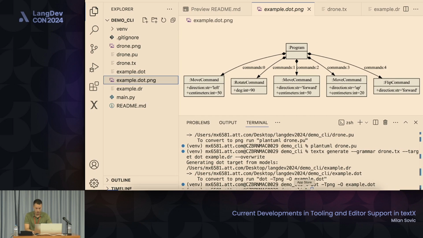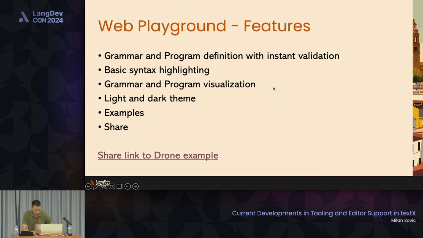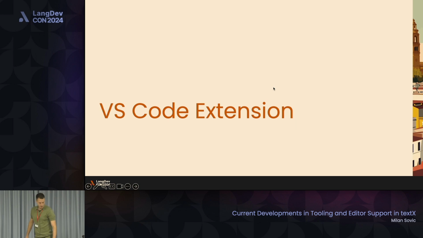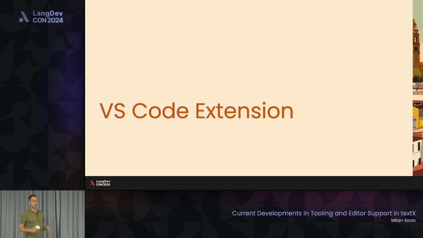Now I'll get back to the presentation. So Web Playground is great for prototyping or learning about textX, but if you want to do serious development, for example, you want to have projects with multiple languages or one language with grammar defined in multiple files, or you want to use code generation, then the VS Code extension is the way to go.